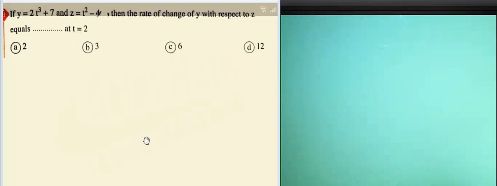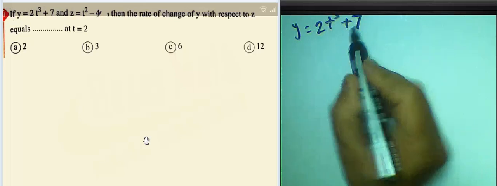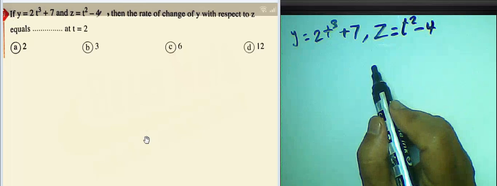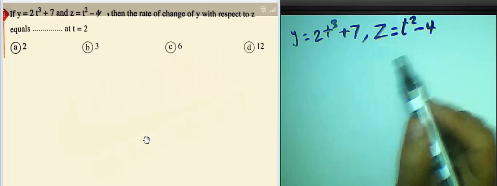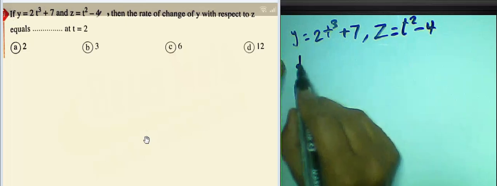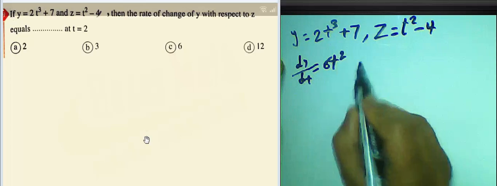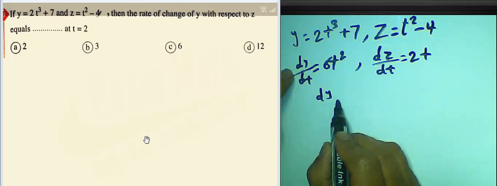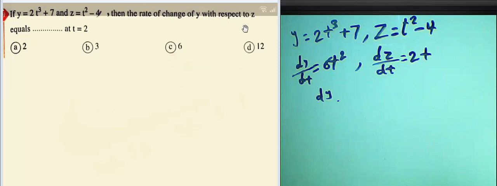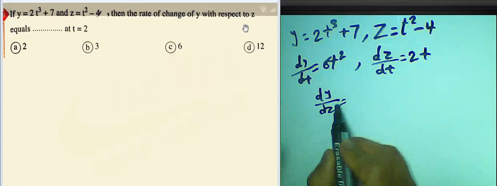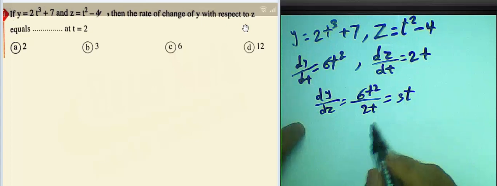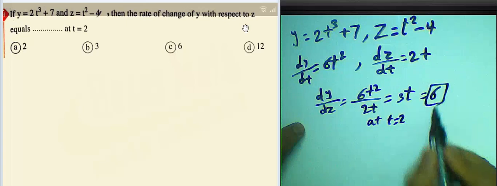Question number 9. If y equals 2t power 3 plus 7 and z equals t power 2 minus 4, we want to find the rate of change of y with respect to z. You find dy by dt equals 6t power 2 and dz by dt equals 2t. Okay, we want to find dy by dz, so divide 6t power 2 over 2t, it will be 3t, and with t equal 2, the result will be equal 6.